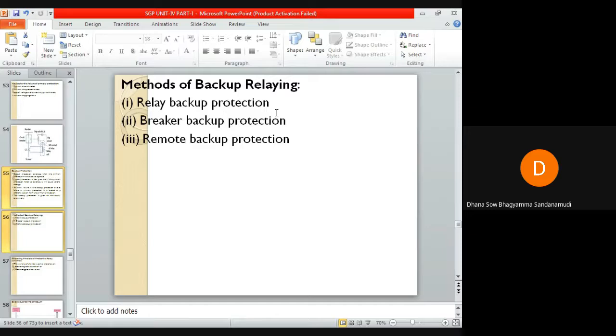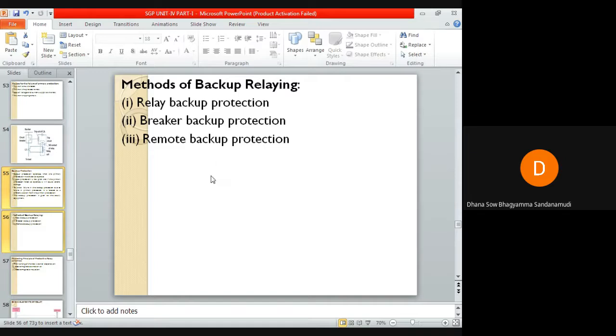In relay backup protection, there will be a single circuit breaker which is used by both primary as well as backup protection. Both the primary protective relay and the backup protective relay will be connected to a single circuit breaker. They will operate the same circuit breaker with some time lag. The two protective systems are different, so both will not be in the same protective zone. One will be in one zone and another in some other zone, but there will be some time delay. If the primary relay fails to operate, then the backup relay will operate the same circuit breaker. That is known as relay backup protection.